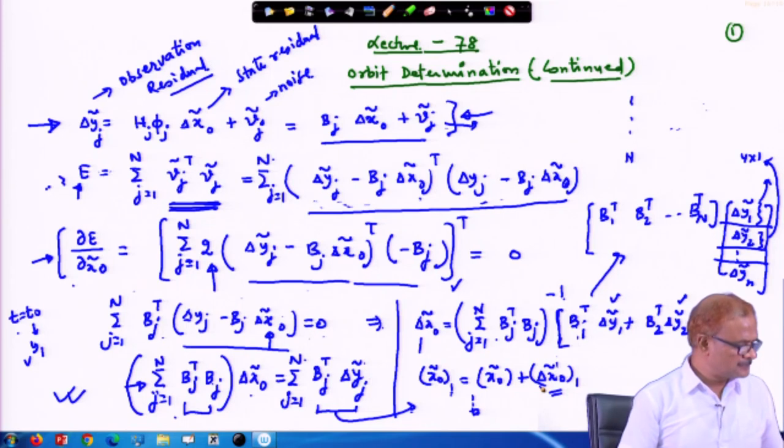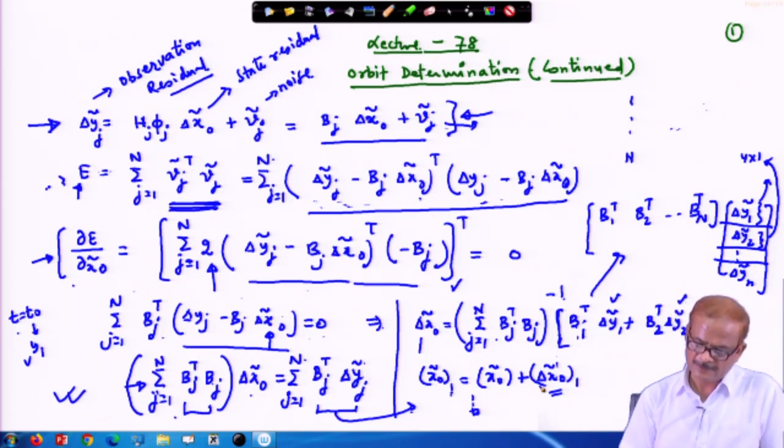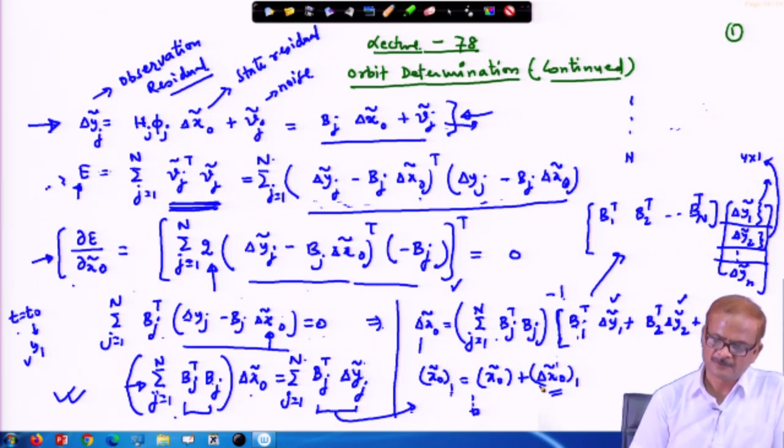So, this is the process of estimation, but a few things we are still left with, which I will complete now.